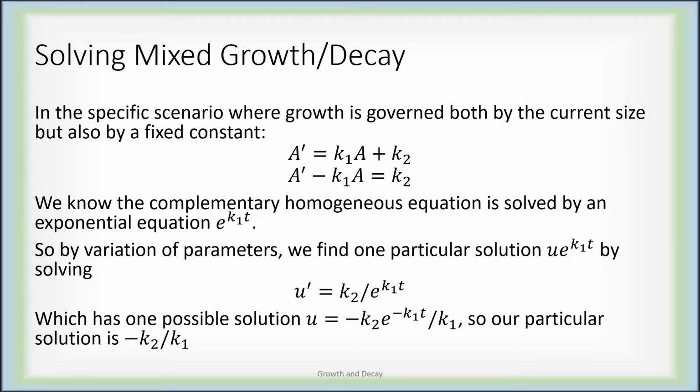Well, if u prime is k2 over e to the k1t, you can solve that to be u is equal to negative k2 e to the minus k1t all over k1. So I take this u and I multiply it by e to the k1t. It exactly cancels out this exponential. So the particular solution is just negative k2 over k1, just a constant. Note, if I have a constant, its derivative is 0. If I multiply this constant by negative k1, it exactly cancels out that denominator. I'm left with exactly k2. So indeed, the constant negative k2 over k1 is a solution.